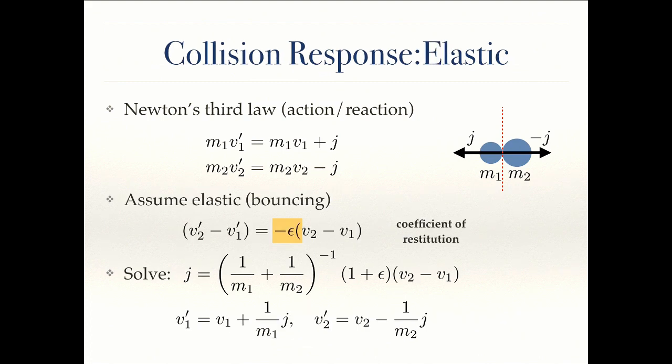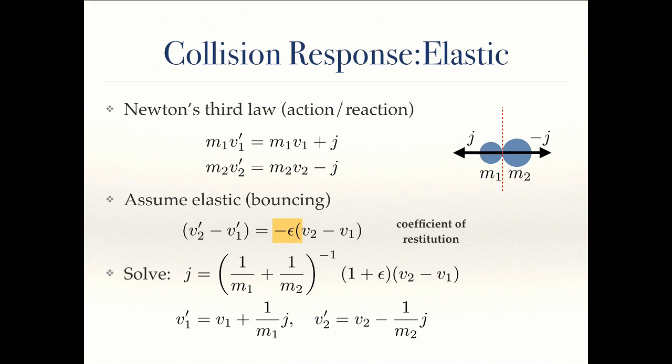I can also do an elastic collision. I replace the v1 prime equals v2 prime equation with this instead. This is an equation for an elastic collision. This is the relative velocity of the two particles before the collision, and this is their relative velocity after the collision. Epsilon is a positive number between 0 and 1, and here we have a minus sign, so the relative velocity is going to flip signs after the collision. That makes sense because we want them to bounce off each other. Before the collision, they're traveling towards each other; after the collision, they're traveling away from each other.